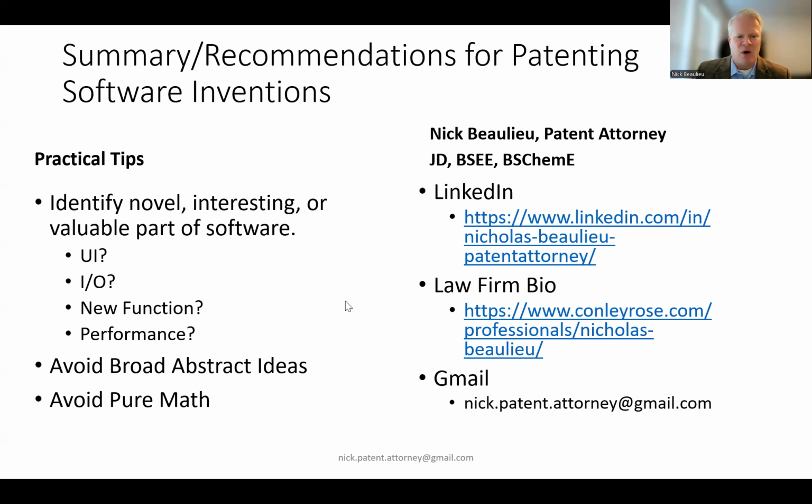Another practical tip: avoid broad abstract ideas and avoid pure math. It's a little difficult if you just have a new algorithm and it's just processing within a computer. There's no inputs, outputs. It's not really doing anything. If you're just translating one set of numbers to another number and not really applying it to anything, that can be difficult to get a patent for. So even if that's what you're really doing, the main part of it, there may still be novelty in one of these: UI, IO, new function, performance, or something. So it's better to go for that. So those are my tips on patenting software.